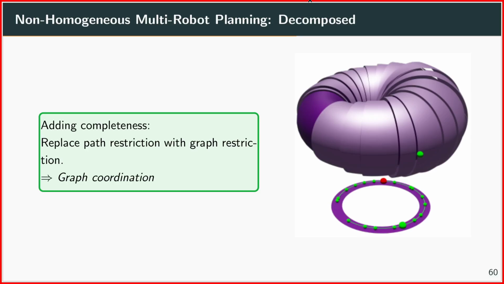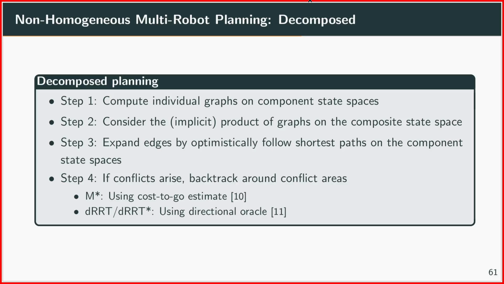And again, here you can add completeness by just replacing this path restriction with graph restriction, which brings us to graph coordination. So instead of just computing one path for each of the robots, you actually compute roadmaps for each of the robots, and then you combine those roadmaps together. And so this brings us to a very general recipe of how you can actually solve those problems very efficiently. And this is detailed here.